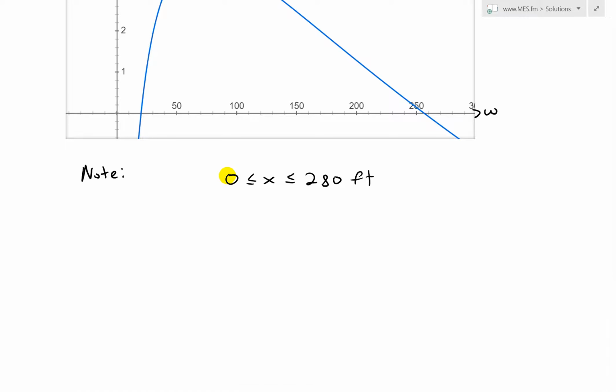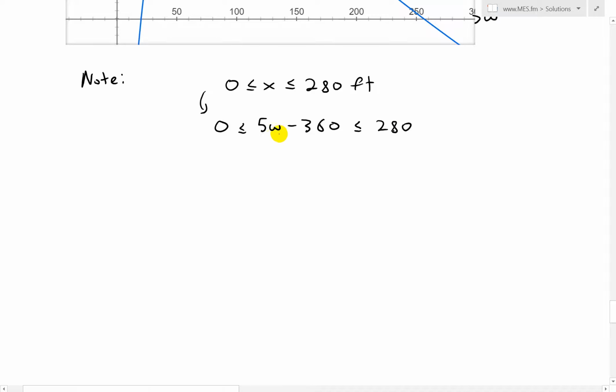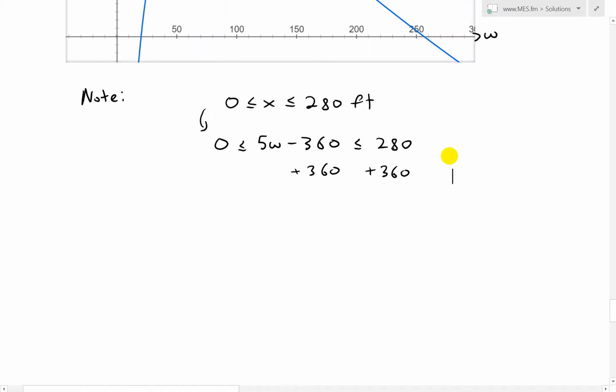So X is in between these two, and we also know that our X is our minimized distance to minimize the relay time, which was 5W minus 360. So we have 0 less than or equal to 5W minus 360, and this is less than or equal to 280. Now we'll add 360 on all sides just to get a W value. What we're trying to do is find the domain of W that actually matters. We're doing it on every single side, so we're not changing anything.